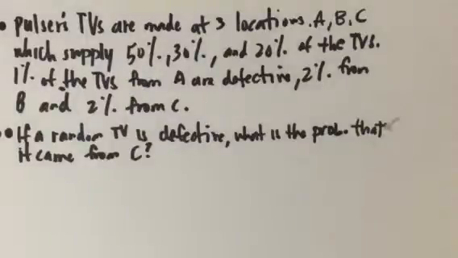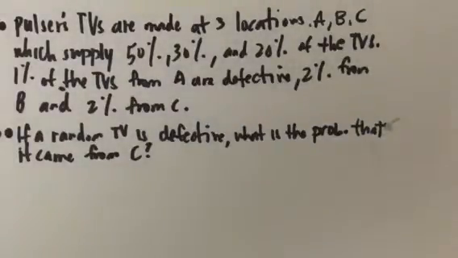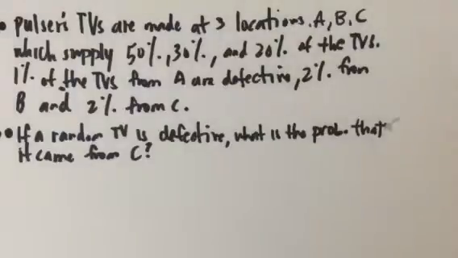So in Math 111, we are learning Bayes' theorem, and the first step of the RATS process is to read. So the question is, Pulsar's TVs are made at 3 locations, A, B, and C, which supply 50%, 30%, and 20% of the TVs. 1% of the TVs from A are defective, 2% from B, and 2% from C. If a random TV is defective, what is the probability that it came from C?